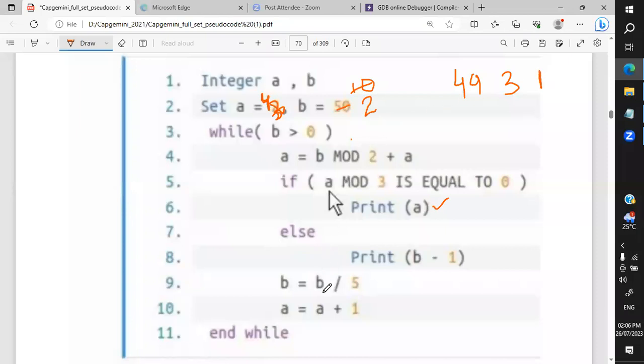After that again, B is equal to B by 5. What is 2 by 5? 2 by 5 is what? 0, right? 2 is not divisible actually, right? We consider 0 and the remainder is 2, 2 we consider. So B will become 0. And again A is equal to A plus 1. A was 4, A will become 5. After that, it will come back to the while loop. Now 0 greater than 0. Is it true? False. As it is false, it will come out of the while loop.